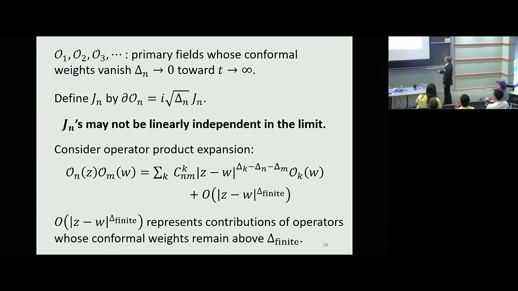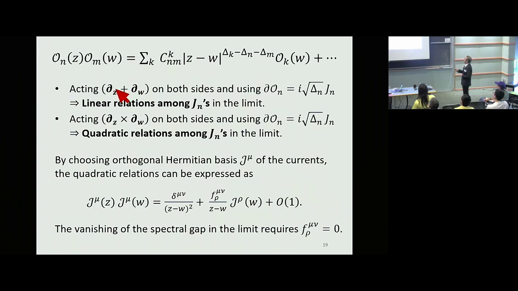So then you see that you can actually separate the contributions of these two types of operators in the limit, because all the operators whose conformal dimension is greater than delta finite can be bounded in this way. So we can consider the operator product expansion within the right operators. And if you, for example, consider acting with this derivative operator and then using this relation and then take the limit when delta goes to zero, you get a linear relation among the J's. And if you also take a product of derivatives acting on both sides and use this, you can find a quadratic relation between them.